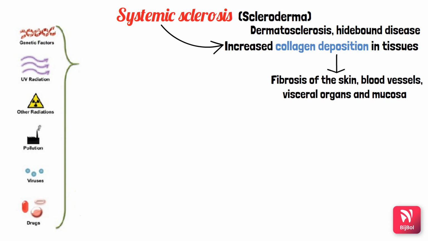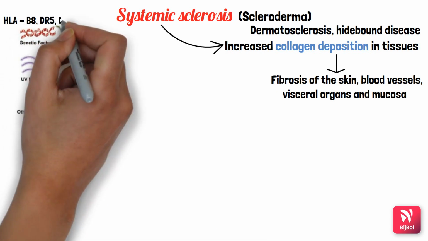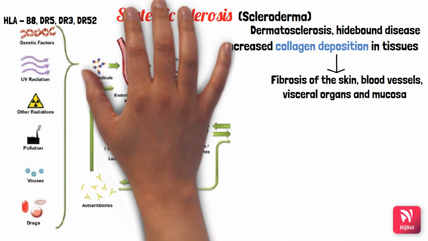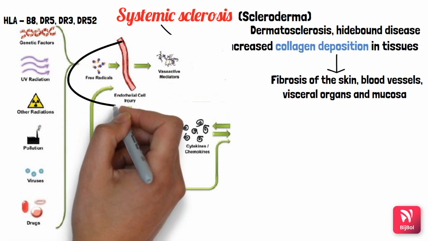Some say that it is actually an autoimmune disease wherein some genetic factors are involved, so there will be mutations in HLA-B8, DR5, DR3 and DR52. Other than autoimmunity or genetic factors, it can even result from UV radiation, other radiations, pollution, viruses and drugs. All these things will result in production of free radicals.